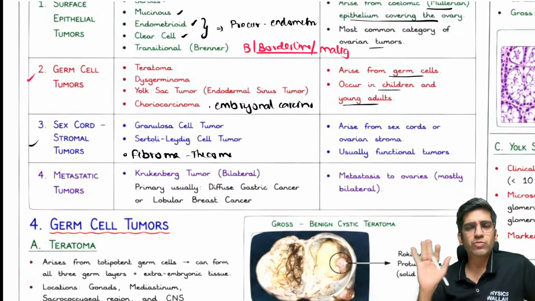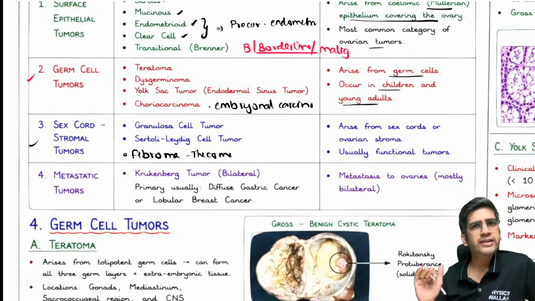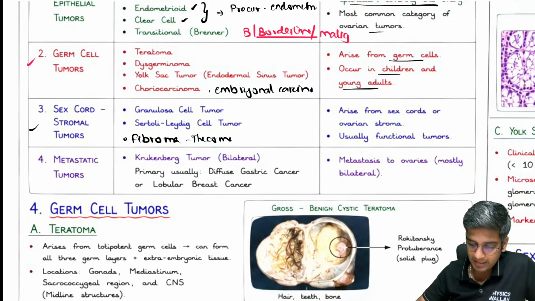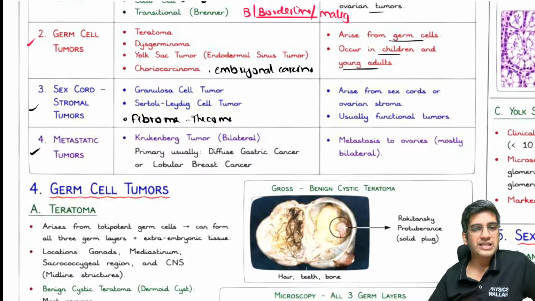Fibroma is a benign tumor, just fibroblasts, that's all. Thecoma, along with that, you'll have the theca cells also. Theca cells can also be secreting, right? Granulosa cells will secrete estrogen, fine. Last but not least, never forget metastasis.